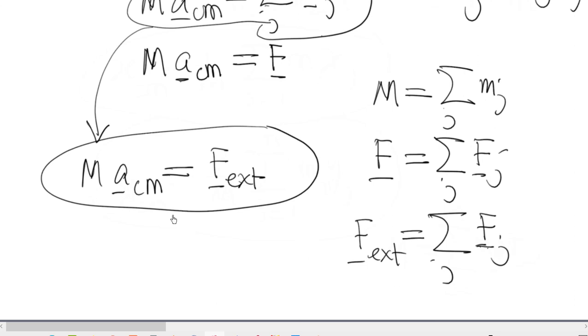This equation states that the center of mass of a system of particles moves as though all the mass of the system were concentrated at the center of mass and all the external forces are applied to that point. There are important applications of the concept of center of mass, and we shall solve some problems relevant to center of mass later on. This is for this lecture.